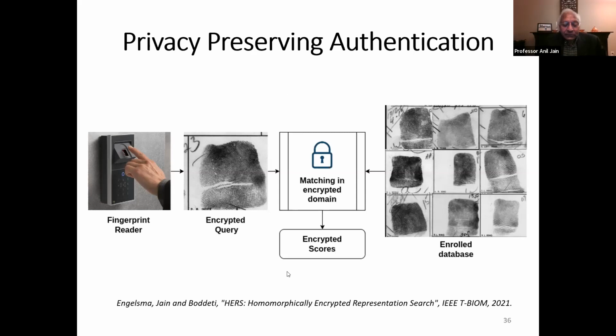Okay, what is the other question? Okay, what is the advantage of fingerprint recognition compared to palm print recognition? Why is palm print recognition not that popular?